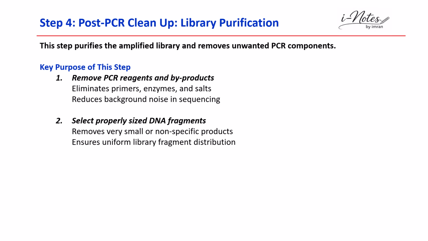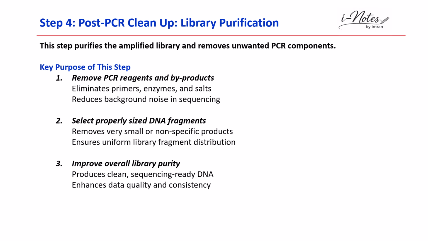If your desired library size is, for example, 400 to 500 base pairs, it will select based on the magnetic beads which you are going to use for the purification, and the larger or smaller size fragments of the DNA will be excluded, and also the dimers will be excluded. So this step will ensure uniform library fragment distribution, improve the overall library purity, and give you sequencing-ready DNA fragments.